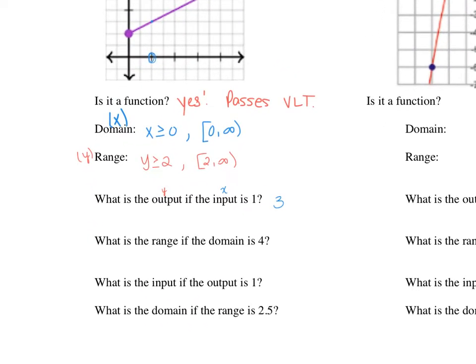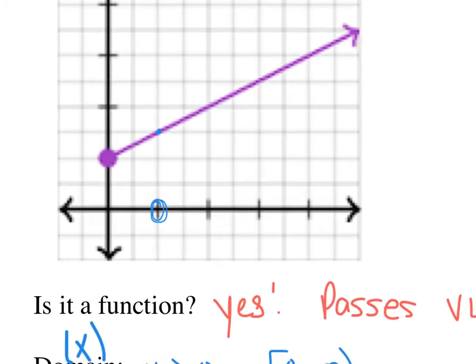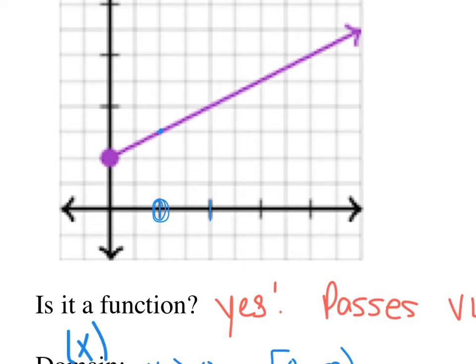Number 2, what is the range if the domain is 4? So what I want to know is, what is my y value when x is 4? So I go out to x equals 4, 1, 2, 3, 4, and I go up. 1, 2, 3, 4, 5, 6.